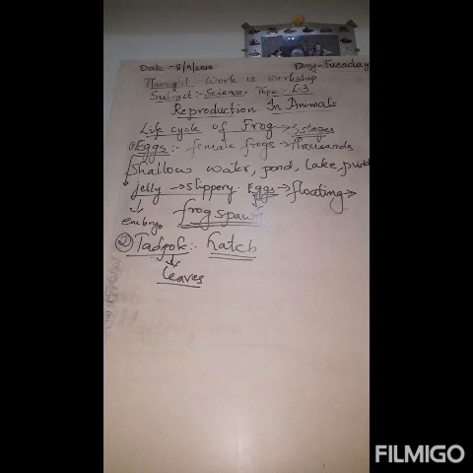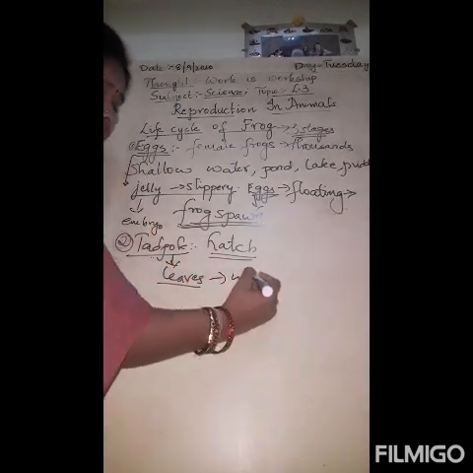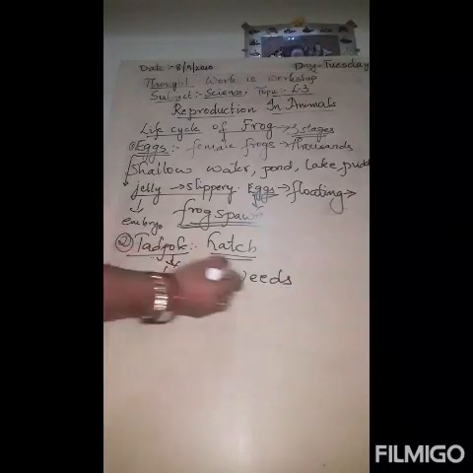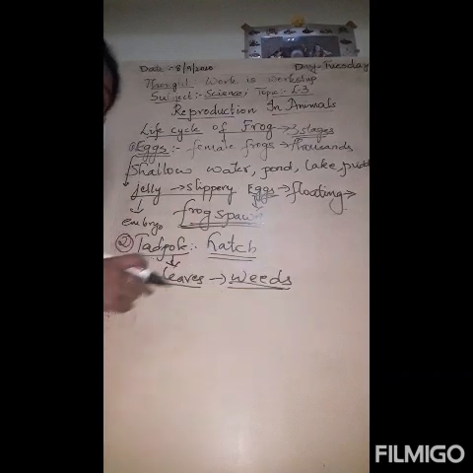Next, the tadpoles grow among the weeds. They will be attaching themselves to the leaves called weeds. Weeds are nothing but extra, unwanted plants which grow. So here this tadpole will be growing, attaching itself to the leaves, which are nothing but the weeds.